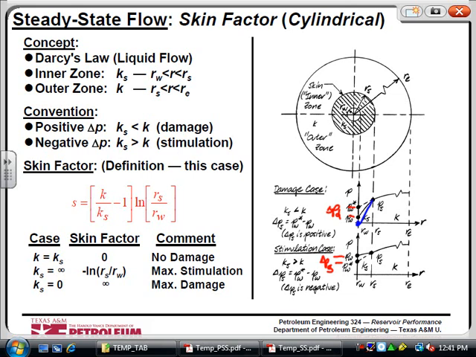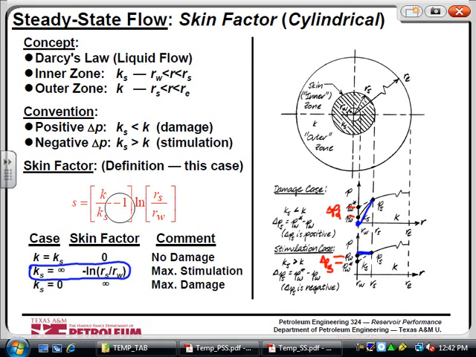On the other hand, the maximum stimulation that can occur with this model, and of course this is two radial donuts, is only going to be a horizontal line where the permeability is in fact infinity, as you can see over here. So if you substitute infinity into this equation, this whole thing will go to zero, and that's what we're left with.